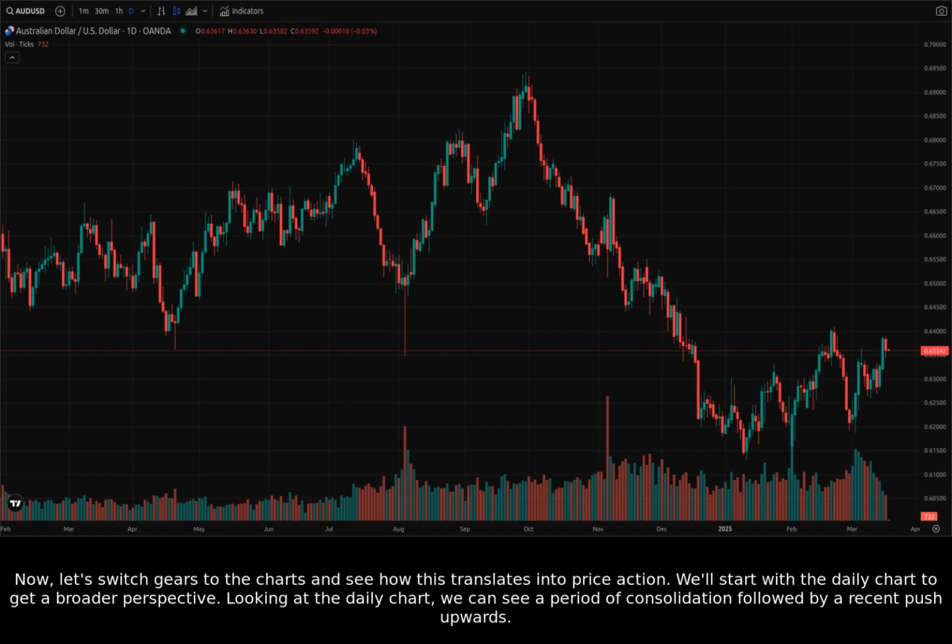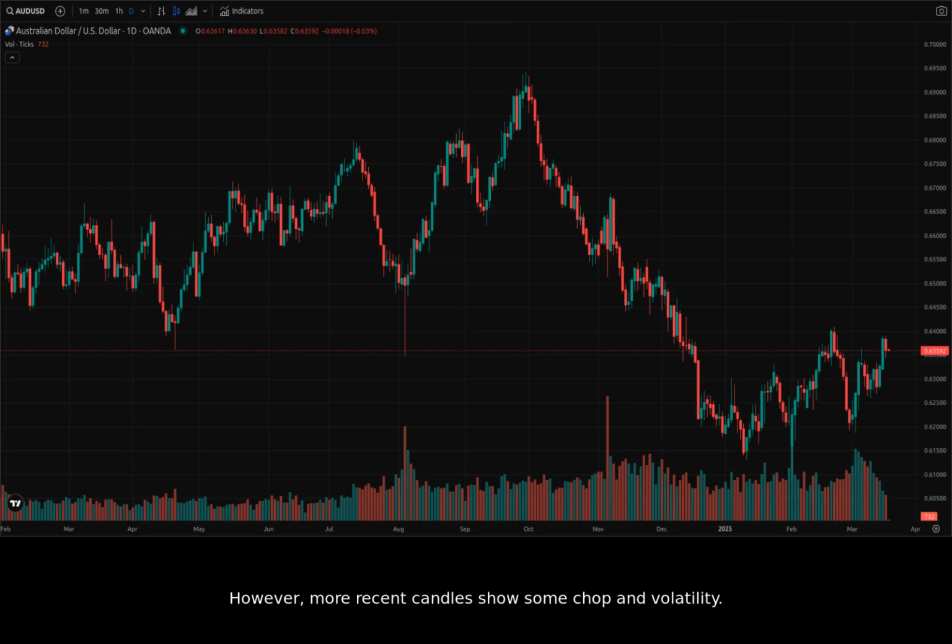Now, let's switch gears to the charts and see how this translates into price action. We'll start with the daily chart to get a broader perspective. Looking at the daily chart, we can see a period of consolidation followed by a recent push upwards. However, more recent candles show some chop and volatility. We see a long downward trend from late 2024 to early 2025, where it mostly has been consolidating.